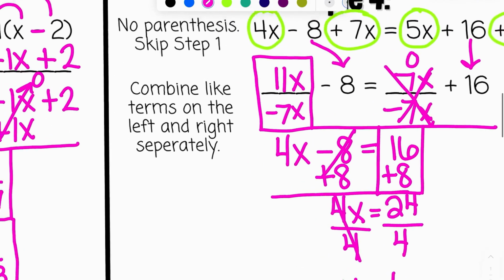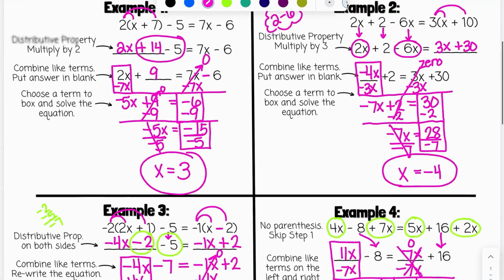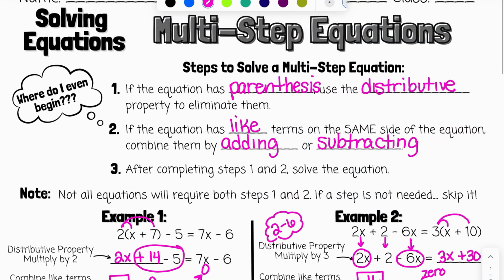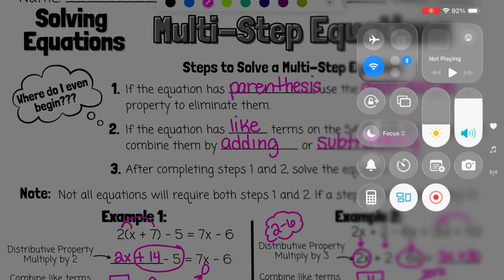So once again, let's just go over those steps. Step 1, look for parentheses, and if you see parentheses, use the distributive property. Step 2, combine like terms that are on the same side of the equation, and you'll either add or subtract those. And then once you have eliminated parentheses and combined like terms, then you're ready to actually box and solve, just like we do a 1-step, a 2-step, or a regular equation that has variables on both sides.